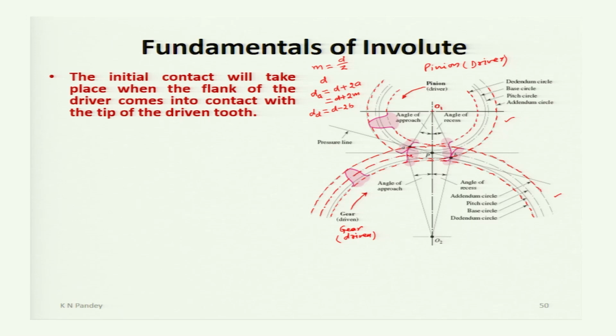So, pitch circle, P is the pitch point, is the pitch circle of the driven gear, and pitch circle of the driving gear is this one, circle, and in between the dedendum circle and pitch circle will be the base circle. Okay.